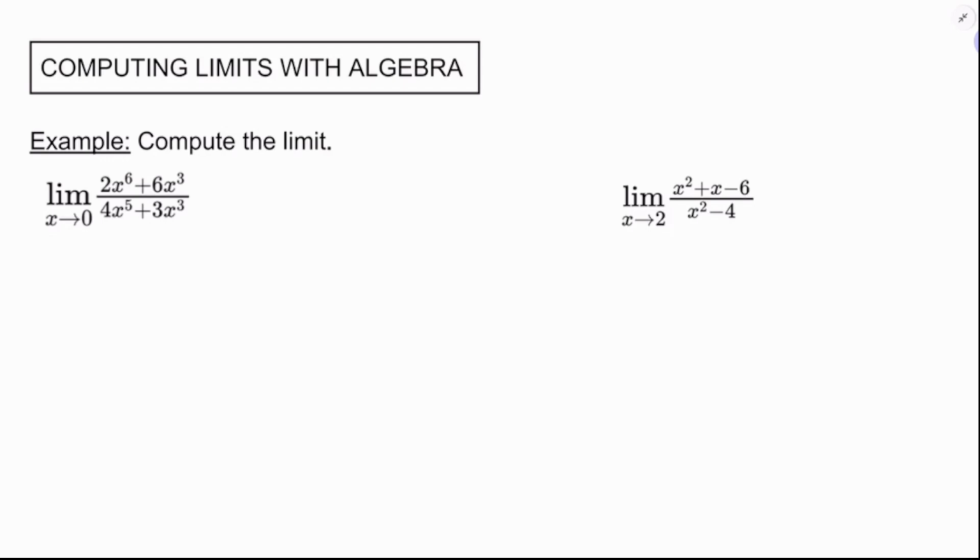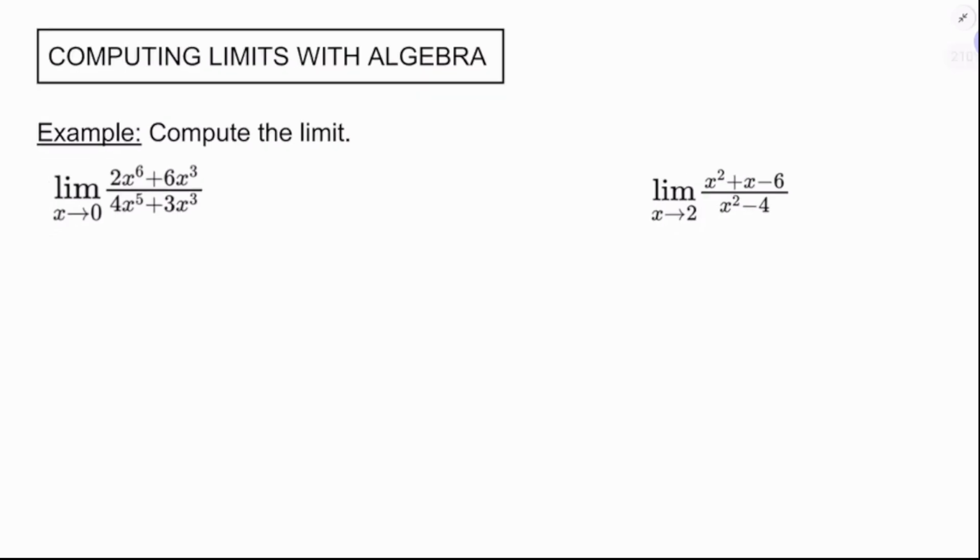What we're doing is finding the y-coordinate of the hole in the graph of the function defined by that fraction, on the left at x equals 0, and on the right at x equals 2. What we're going to do is solve this by factoring and canceling, just like before.